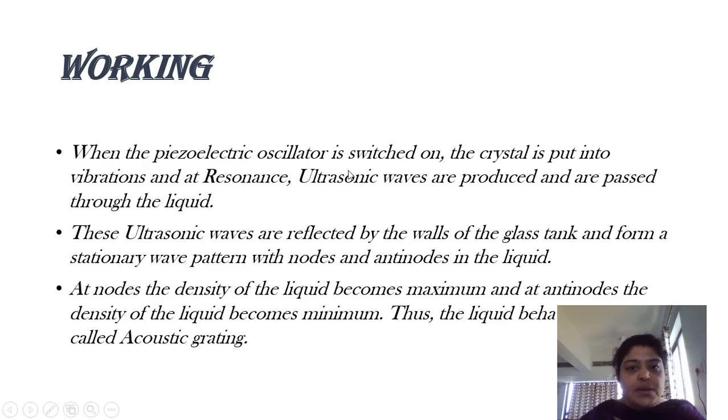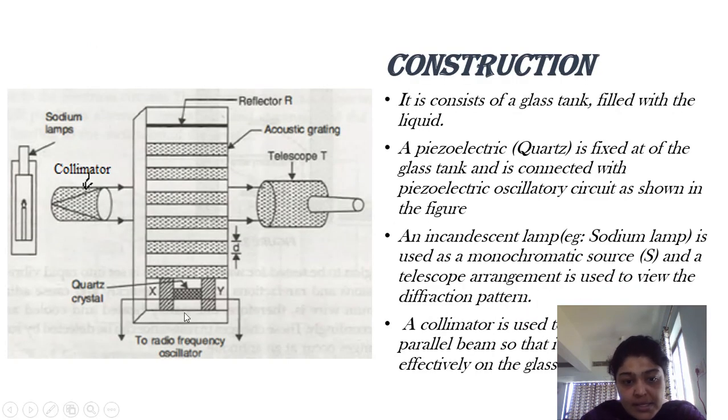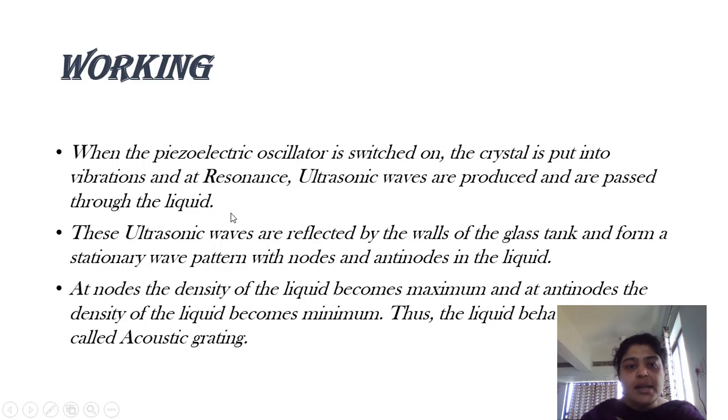So when the piezoelectric oscillator is switched on, as I just said, the crystal is put into vibrations, and at resonance, ultrasonic waves will be produced which are passed through the liquid. Let me explain again. This is the oscillator which produces the waves. So waves are going to pass like this. They strike the reflector and they come back. So a stationary pattern is formed in this liquid.